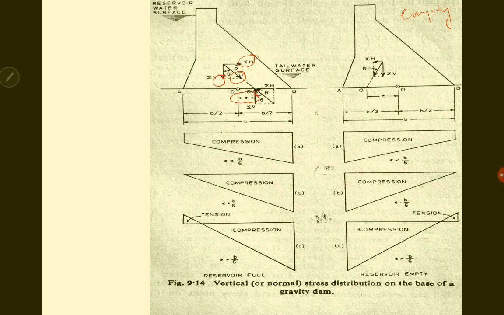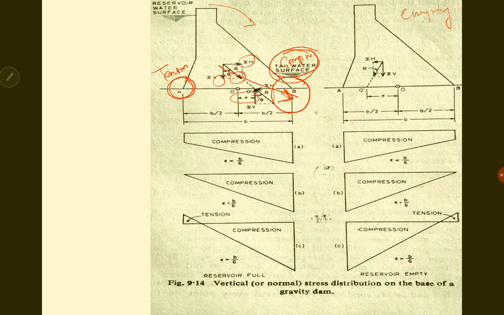Now what will be the different compression and tension that comes here? You can see here the resultant is acting towards the toe. What will happen if the resultant is acting towards the toe? The toe area will be in compression, and obviously it has a tendency to tilt towards this direction and the other area will be in tension. So when the resultant is near the toe, compression will come into play near the toe and the other side, which is the heel, will be in tension.